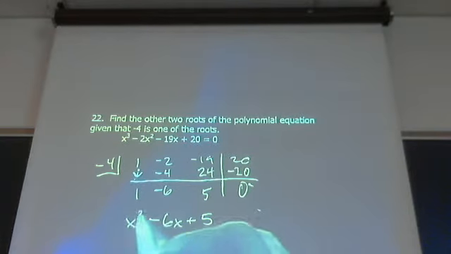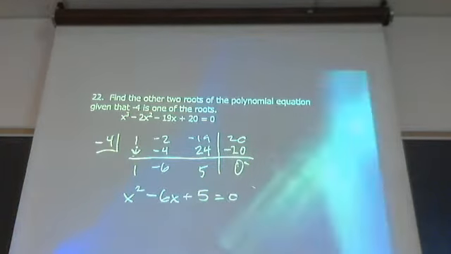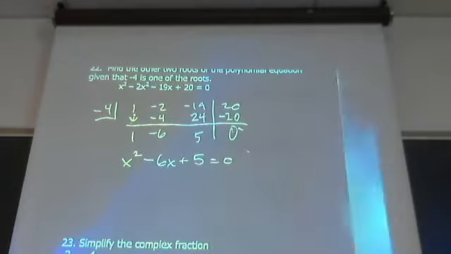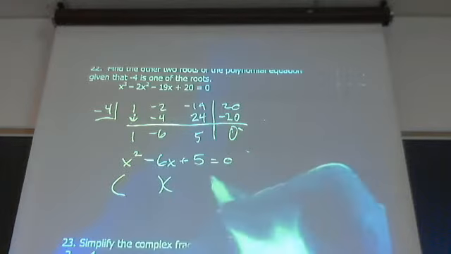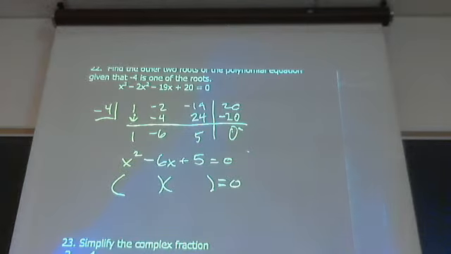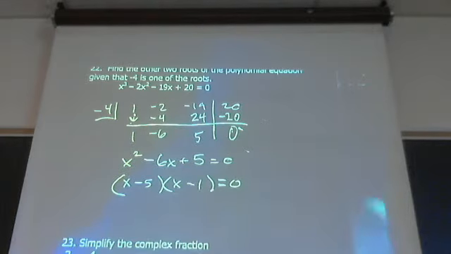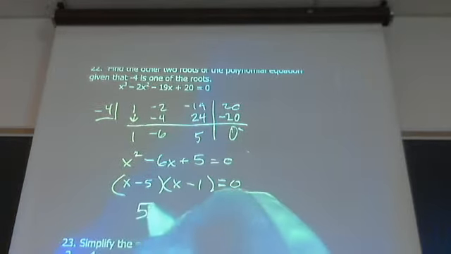Plus 5. Alright, now, how do I find out when that equals 0? We can try to factor this. If it does not factor, what is your backup plan? Quadratic formula, right? x minus 5, x minus 1. It is x minus 5 and x minus 1. That is not the answer to the question, but it's close. So 5 and 1.